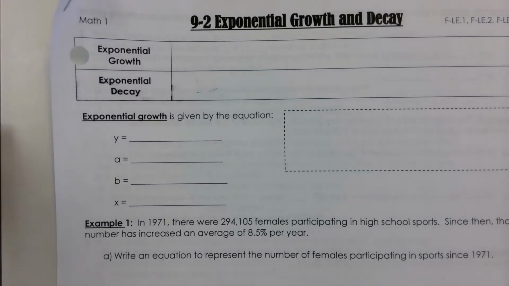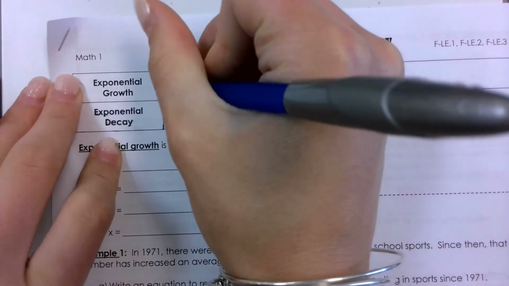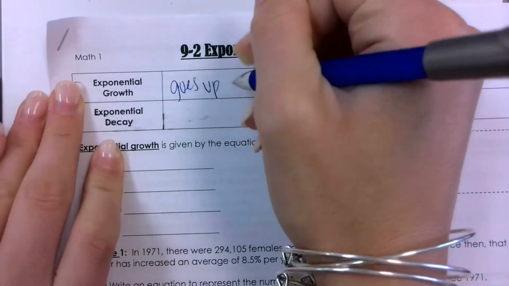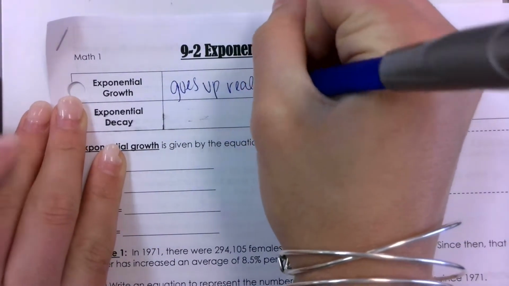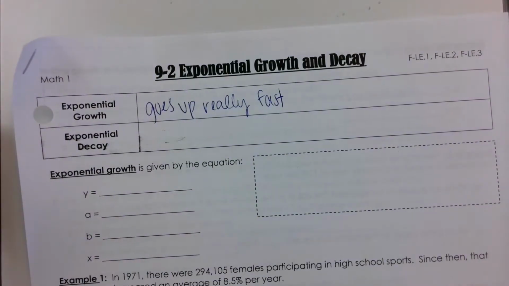So at the top of the page, we're going to fill in some definitions real quick. If it's exponential growth, what does your graph look like? Is it going up slowly, steadily? Goes up really fast. So it gets really big, really fast. You could say quickly. Goes up quickly.